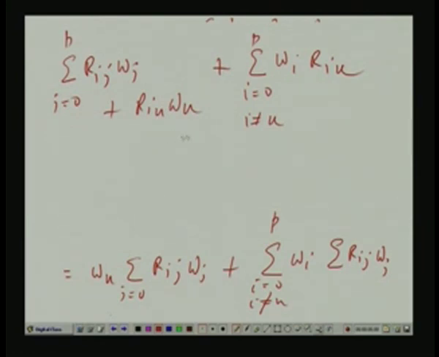Now, consider this second sum. Here i equal to 0 to p, but i equal to k was not included. I equal to k case means w k r k k. Okay, that will be here. Actually, I made one. Just a minute.